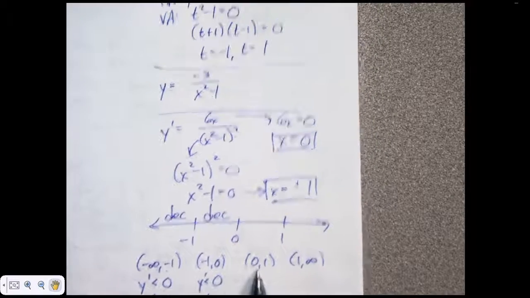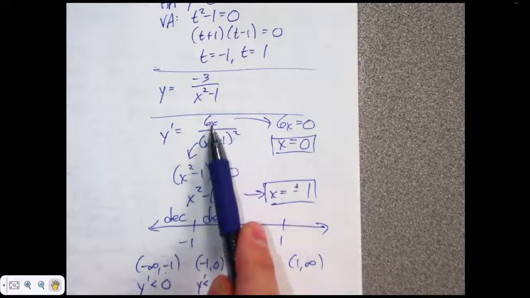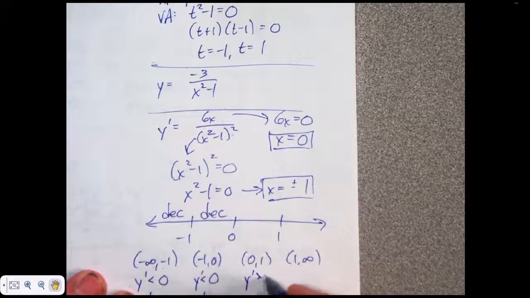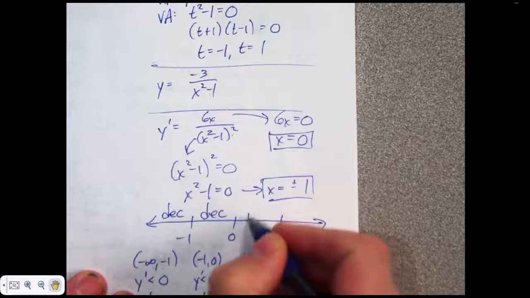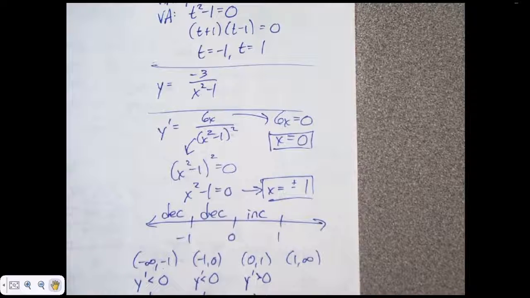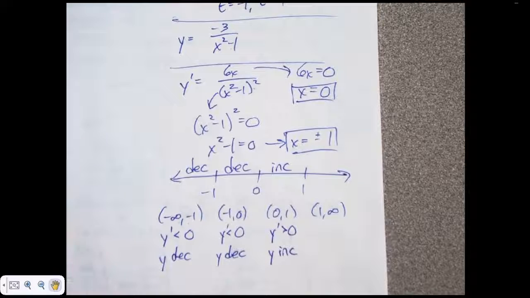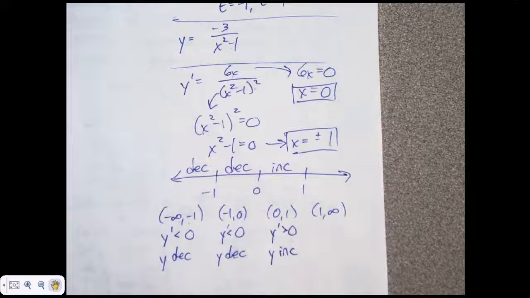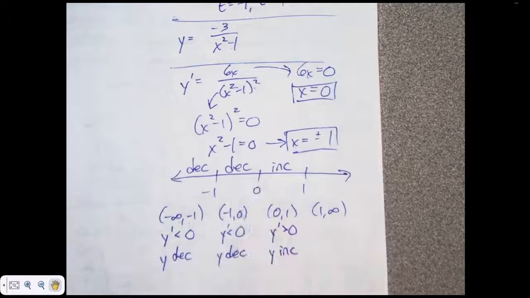All right, 0 to 1. Let's say I plug in 0.5. Now the top is positive, and the bottom's always positive. So y prime is positive, which means y is increasing. Do I have a relative anything at x equals 0? I do. I have a relative min because it does switch, and 0 is not an asymptote. So that is an actual point that I can put on my graph.